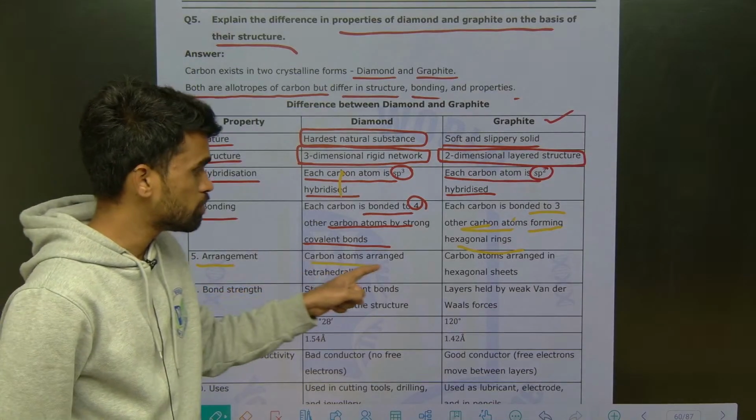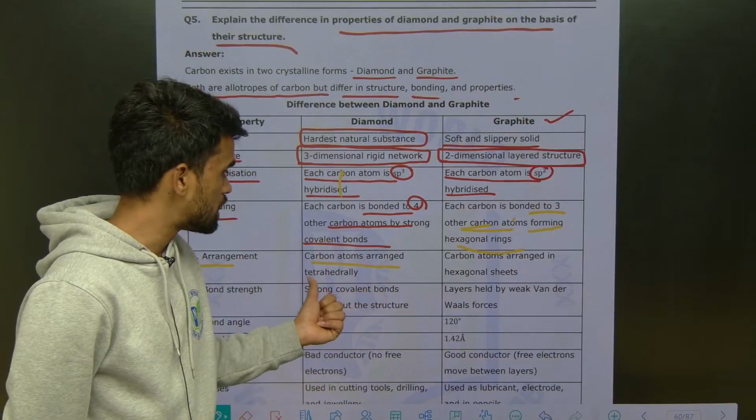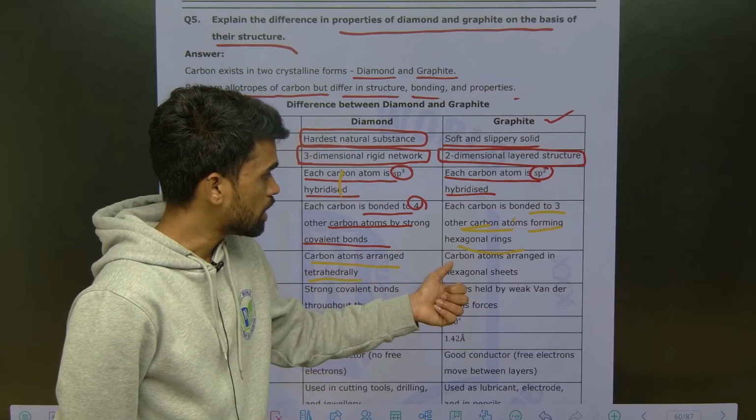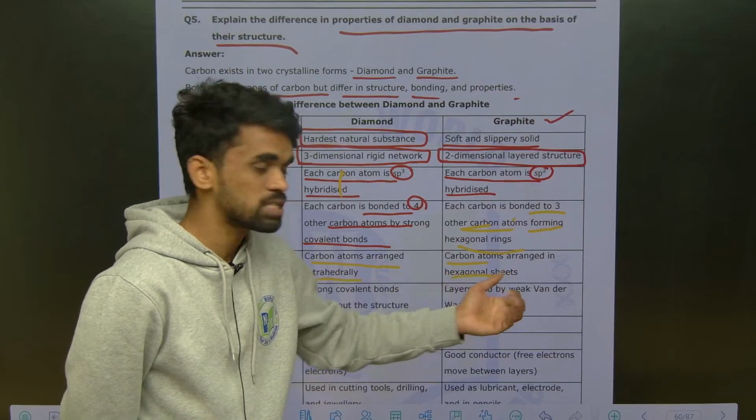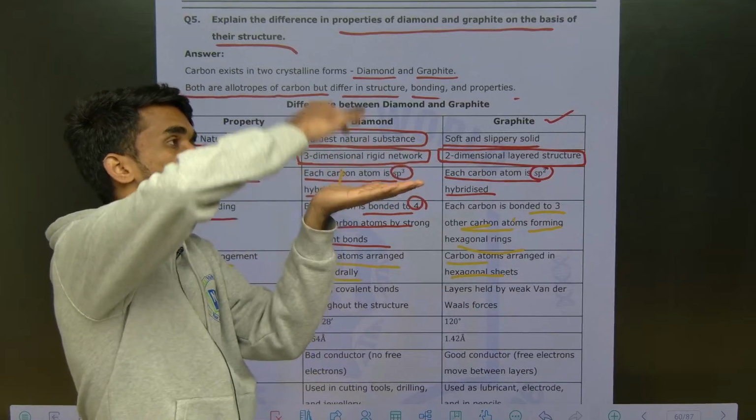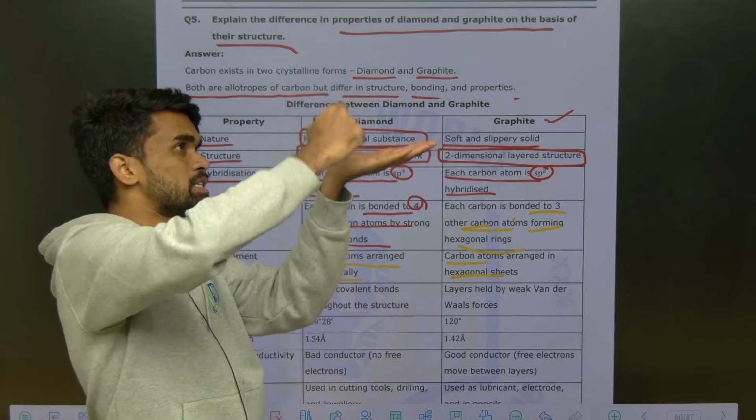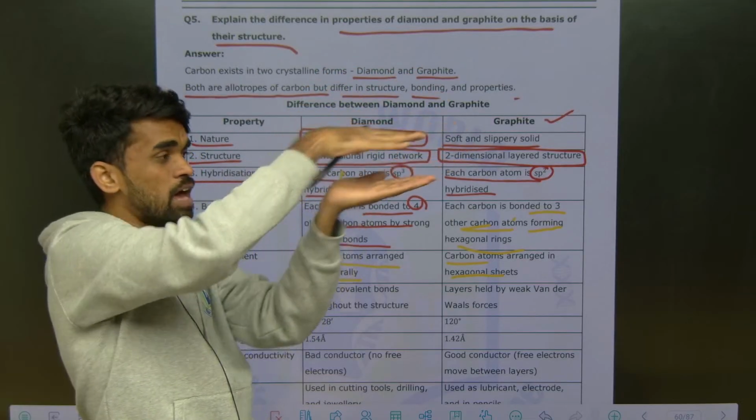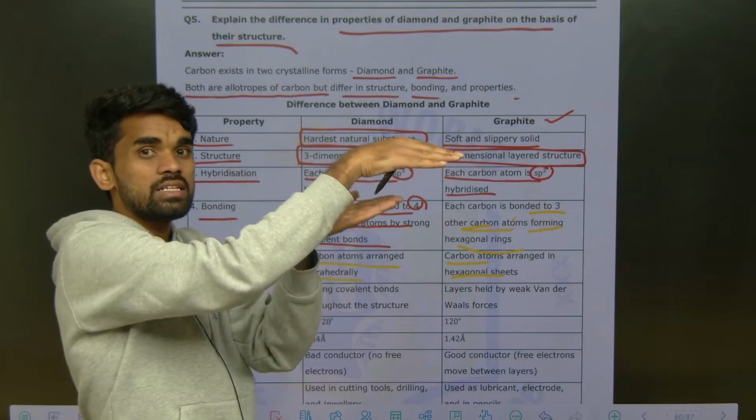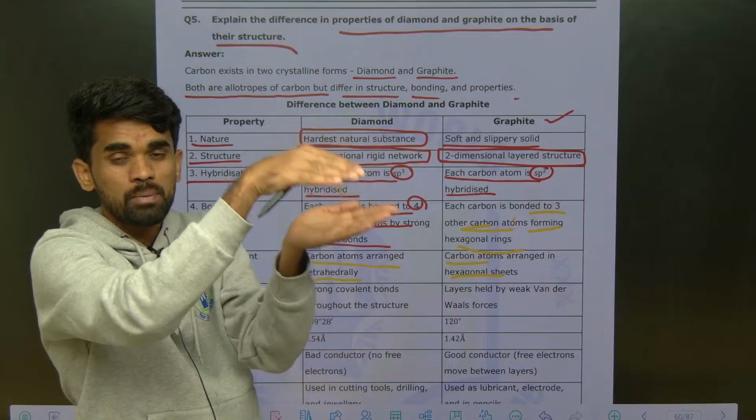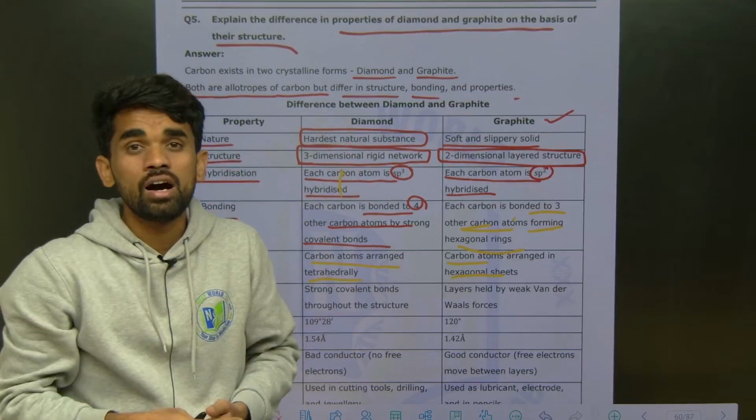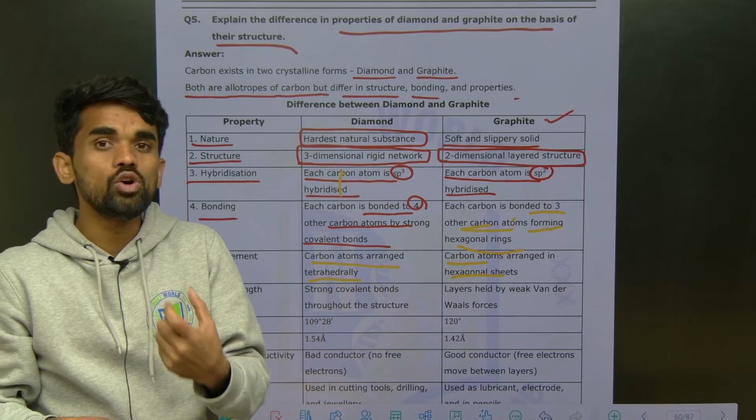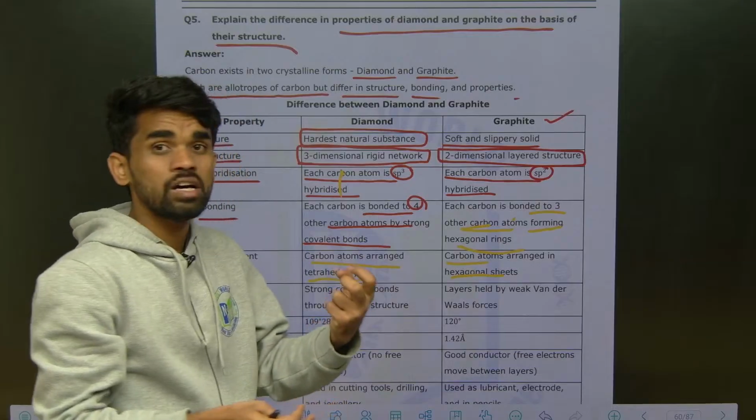Arrangement: carbon atoms in diamond are arranged tetrahedrally, like the sp3 hybridization we discussed. In graphite, carbon atoms are arranged in hexagonal sheets, like one sheet and above that one more sheet. Between them there are van der Waals forces. Due to these van der Waals forces, graphite layers can slide. Due to this sliding nature of the graphite layers, it has an application as a lubricant. Which one? Graphite, not diamond, only graphite.